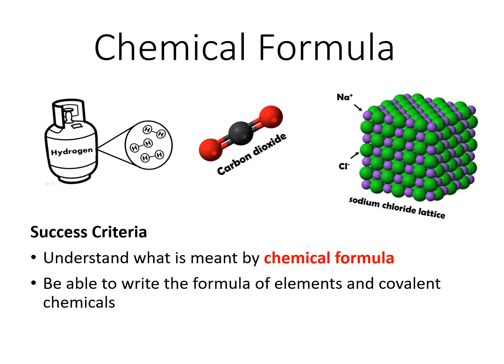So on to today's lesson, and what we're going to cover today are 2 things. We're going to look at 1, can you understand exactly what is meant by chemical formula? And then also, can you write the formula of elements and also of covalent chemicals? And we'll do ionic chemicals at a later date.